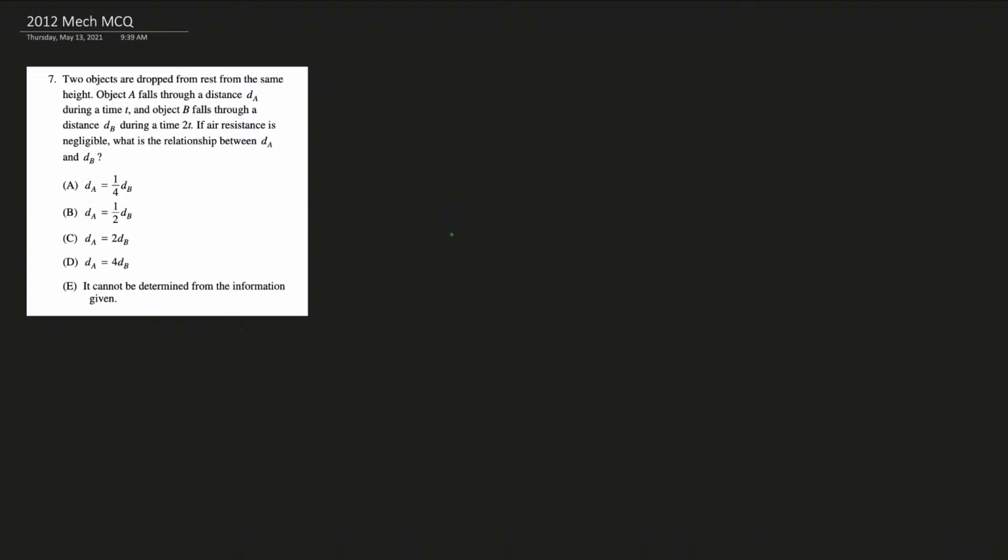All right, number 7 says two objects are dropped from rest from the same height. Object A falls through a distance dA during time t, and object B falls through a distance dB during time 2t. If air resistance is negligible, what is the relationship between dA and dB? For this one, I think it's simplest to use kinematics equations. So you're just taking delta x equals v_i t plus 1/2 a t squared. That's the easiest equation to look at.